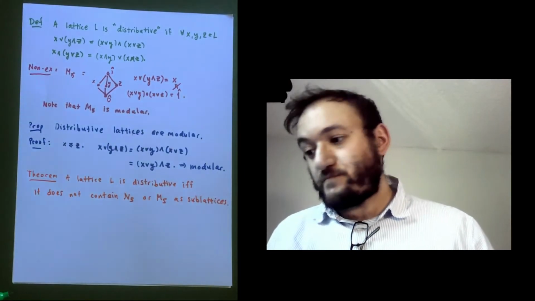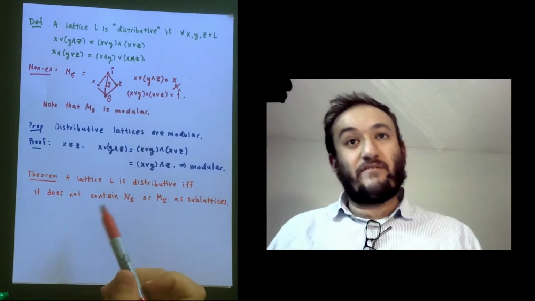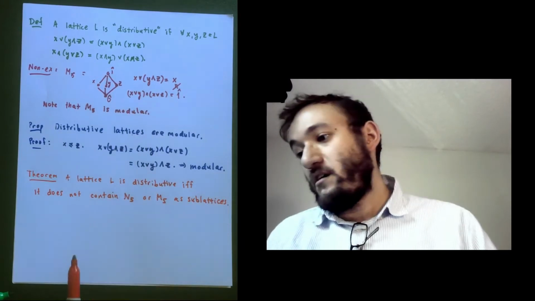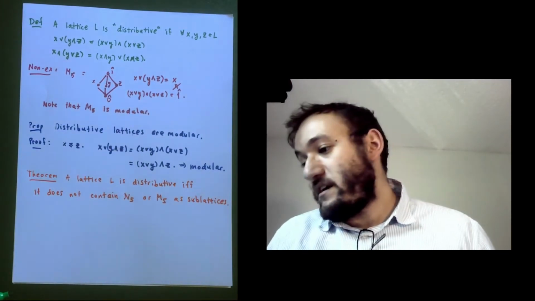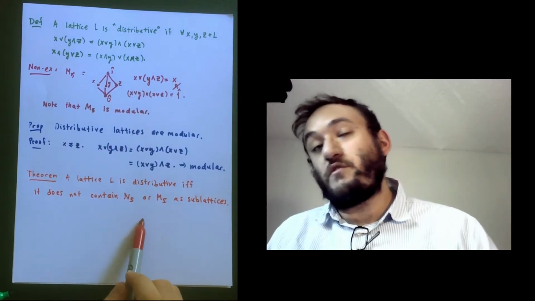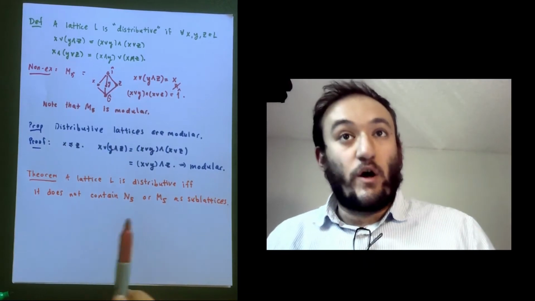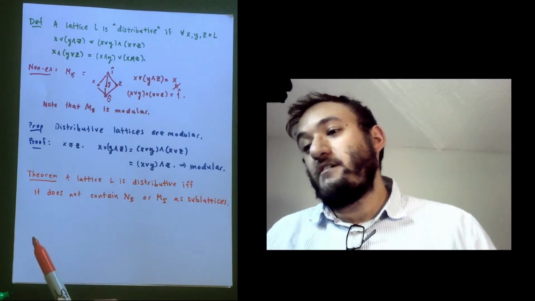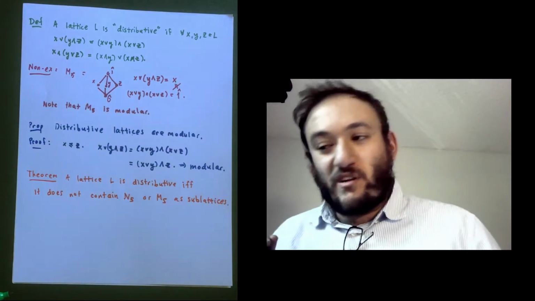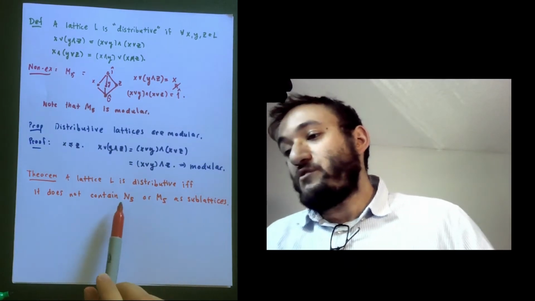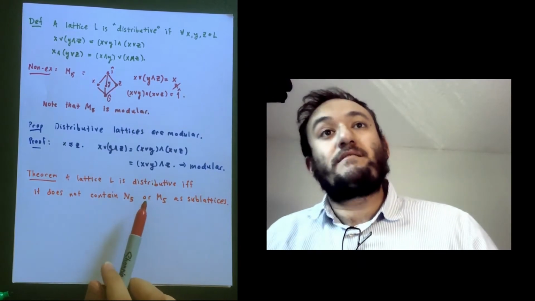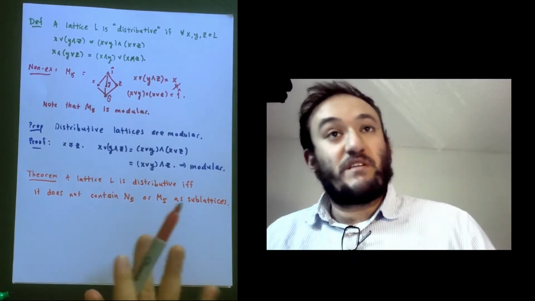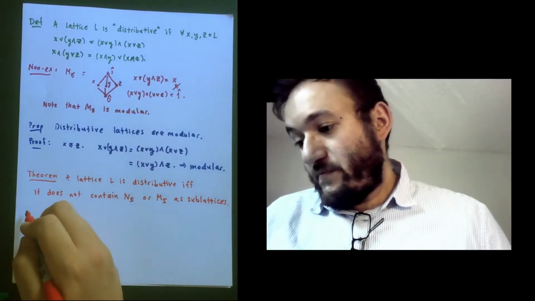Okay. So not containing N5, that's a property of modularity. That's the defining characteristic of modularity. Not containing M5 is for those modular lattices that are not distributive. So once you rule out both of those cases, you can be certain that your lattice is distributive.